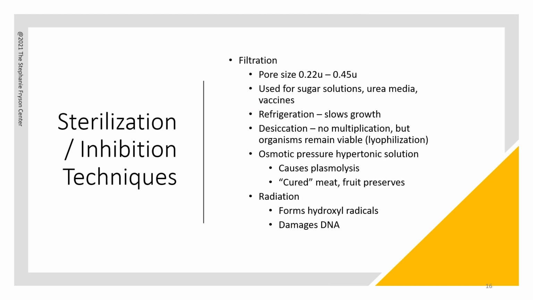Next, how do you sterilize or inhibit something? Filtration. You put things through a filter, right? The pore size is 0.2 micrometers to 0.45 micrometers, which means it's very tiny. It's used for things like sugar, urea, media, and vaccines. Right now we're dealing with COVID and vaccines, and this is one process for getting rid of bacteria that are naturally part of our environments, so that we would not be injecting those into human subjects.